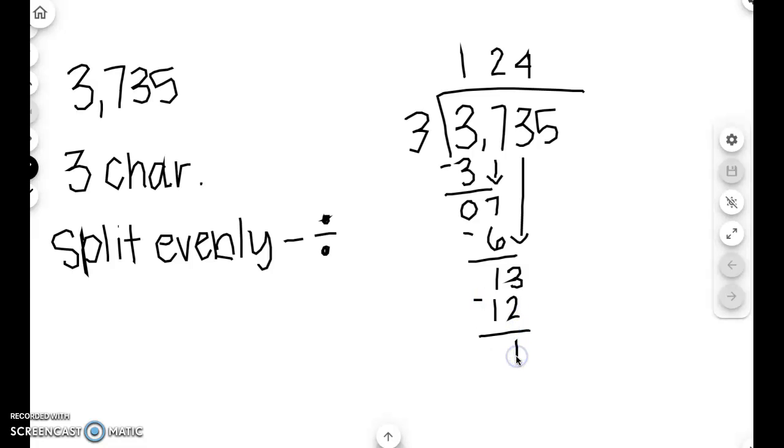Subtract. Bring down my 5. Now my last one, how many groups of 3 can I make out of 15? That would be 5. 3 times 5 equals 15. Subtract. That equals 0. I have nothing else to bring down. So my answer is 1,245.